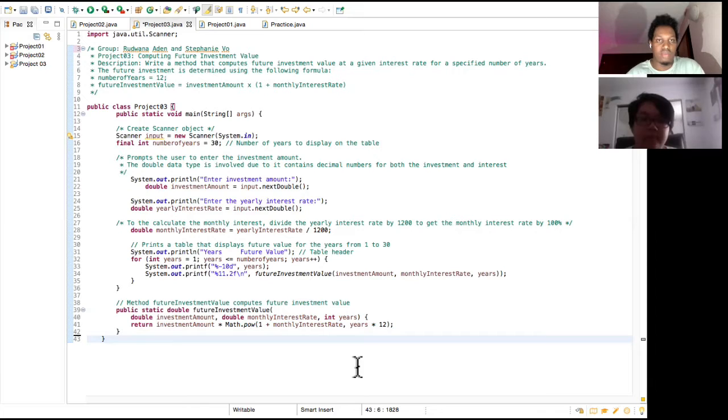Here are the group names, the header block, and a small description of our project: writing a method that computes the future investment value for a given interest rate and a specific number of years. The future investment is determined by using the following formula, with the number of years, 12 months, and future investment value. The number of months is 12, and the number of years is 30 years. We use this formula simply, and we have been doing this for quite some time.